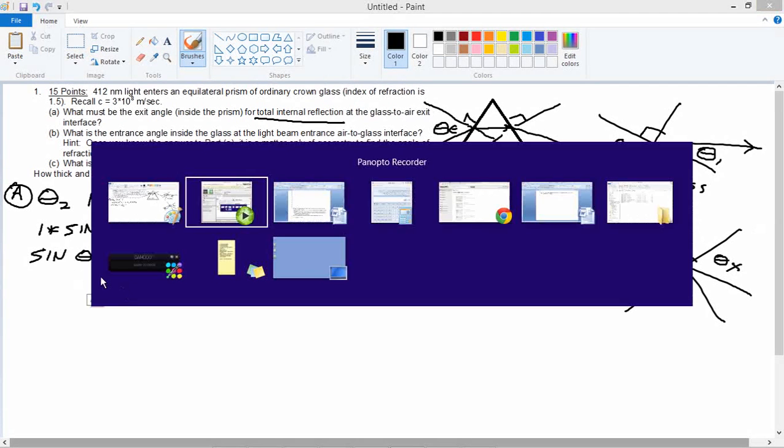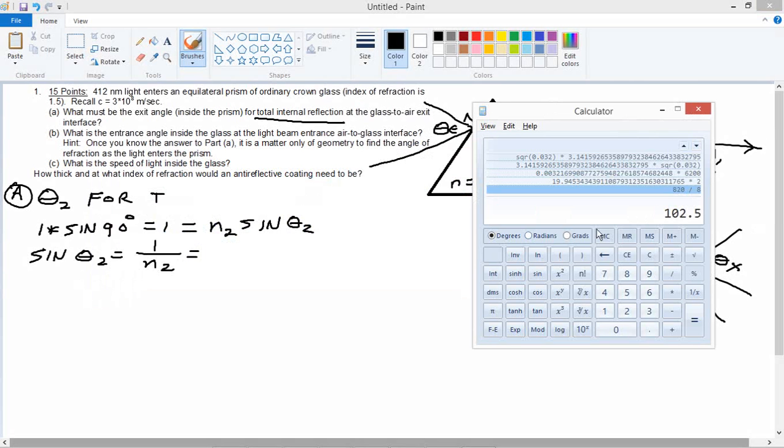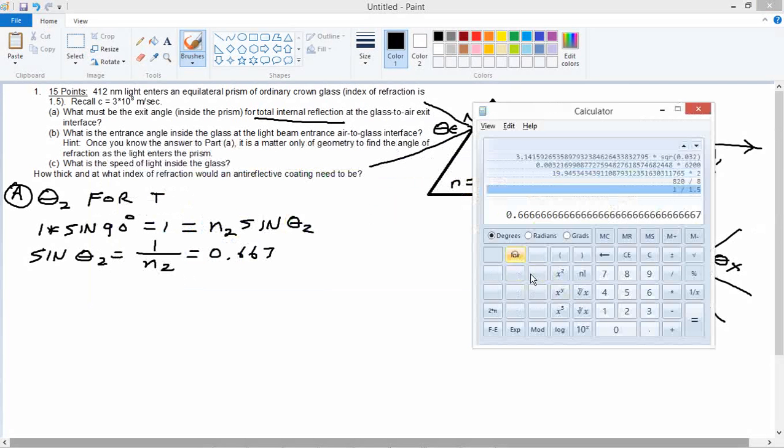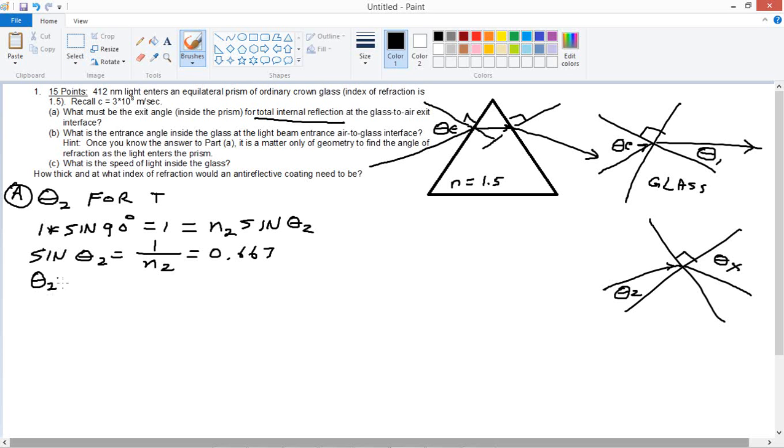So let's go to our handy dandy calculator and do 1 divided by 1.5. I can do that in my head even, 0.667, and do the inverse sine. I can't do this in my head. There we go. 41.8 degrees is theta 2 then. Which makes this angle here 90 minus 41.8. Let's just label it theta 3. We're going to need it.